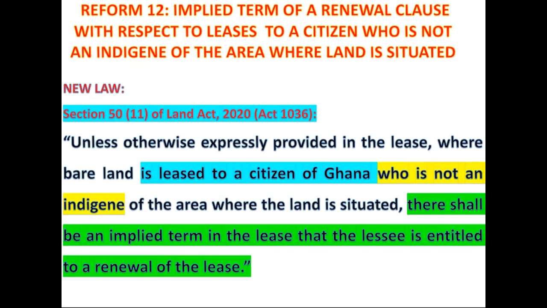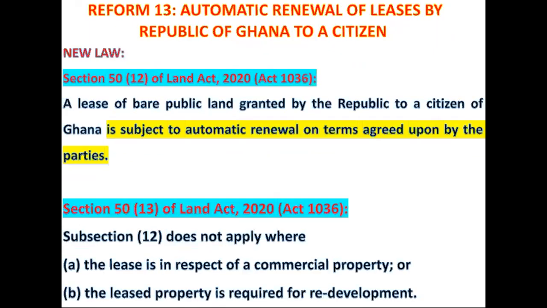First one dealt with a person acquiring from the allodial holder or the usufructuary holder, and that person is an indigent. That one, automatic renewal. You've seen the other category, it's acquiring by your citizen, you are not an indigent. That one is an implied term. By this implied term, the parties can agree to the contrary. Now, let us look at the third category of renewal.